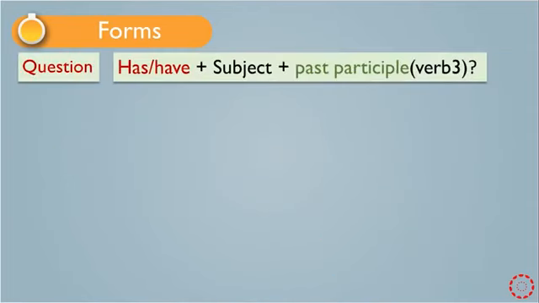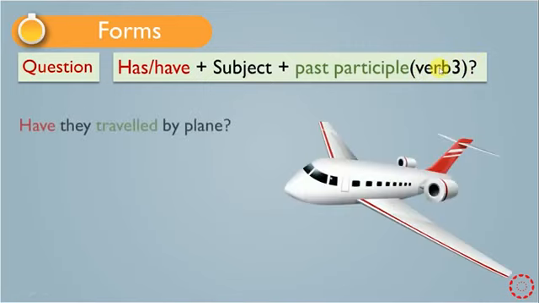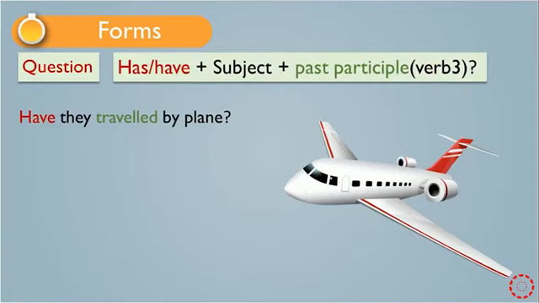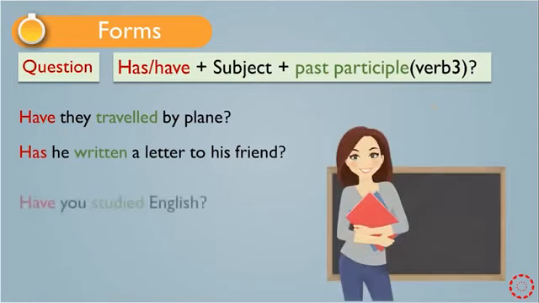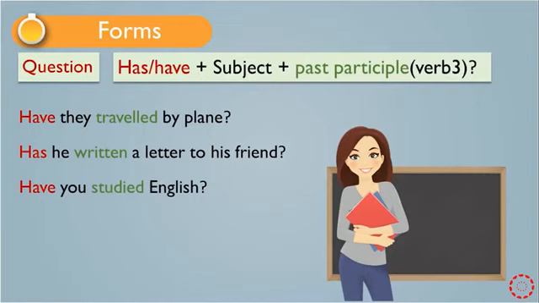And what about the question form? How can you make the question form of present perfect? We put has or have at the beginning of the sentence, and then we have the subject, then we have the past participle of the verb. But be careful, we have a question mark at the end of the sentence. We have examples. Have they traveled by plane? And has he written a letter to his friend? Have you studied English? This is the question form of present perfect.